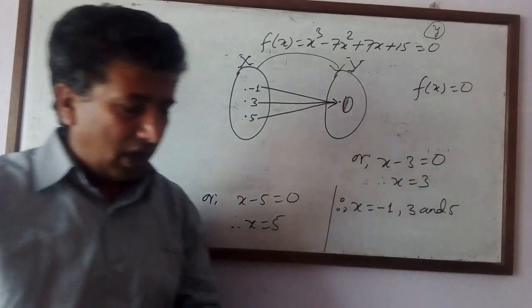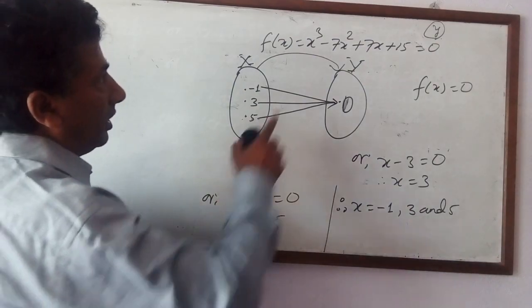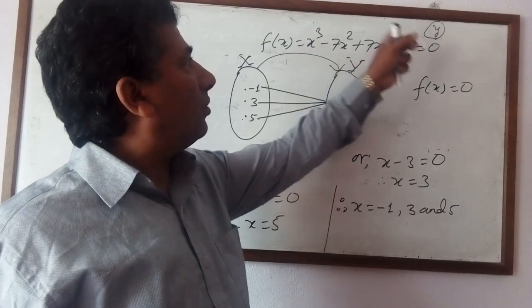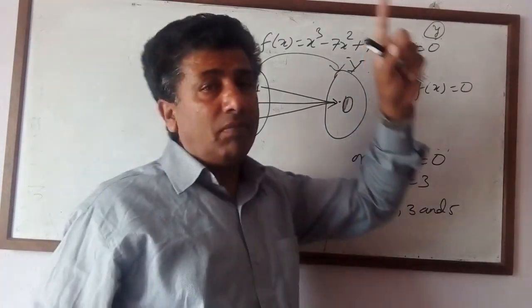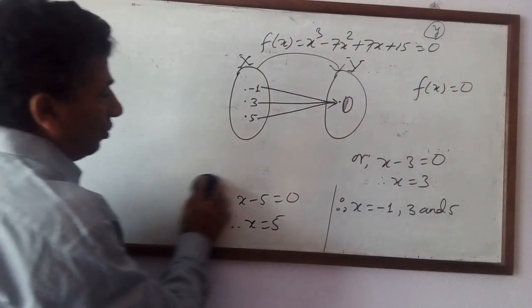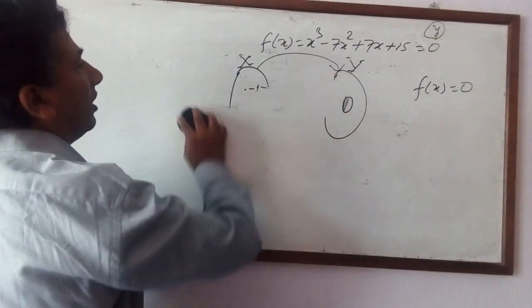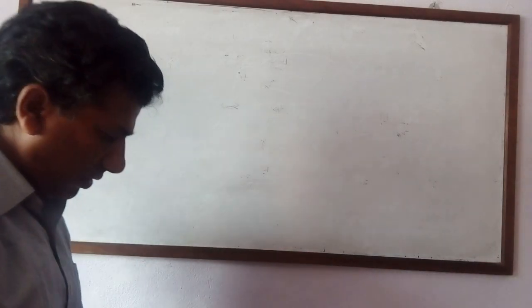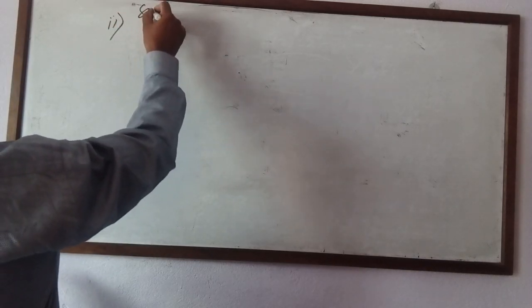Okay, now I'll take another example. Here is this x cube, x square, x power 1, x power 0. I have taken a complete polynomial equation. Now if any term is missing, if there are no complete terms, then how to write the equation? That is for synthetic division. Now I'll take one more example, one more question. Solve question number 2.